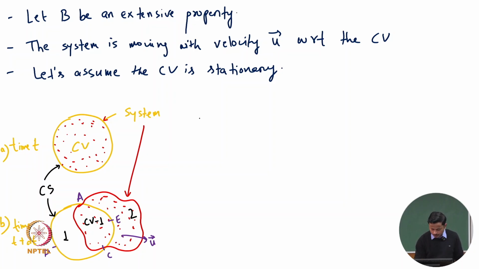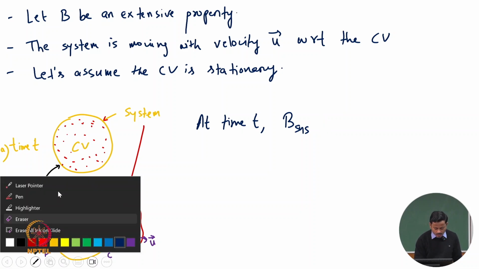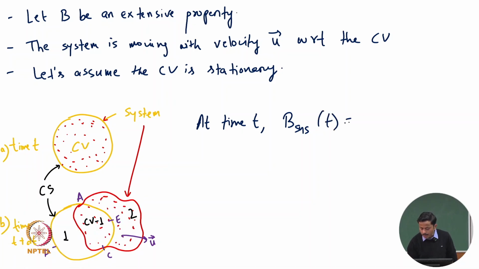So now at time t, the extensive property of the system is equal to B_CV at t, because this is what we are defining. So we have the control volume same as the system, so the extensive property has to be the same. B is an extensive property.